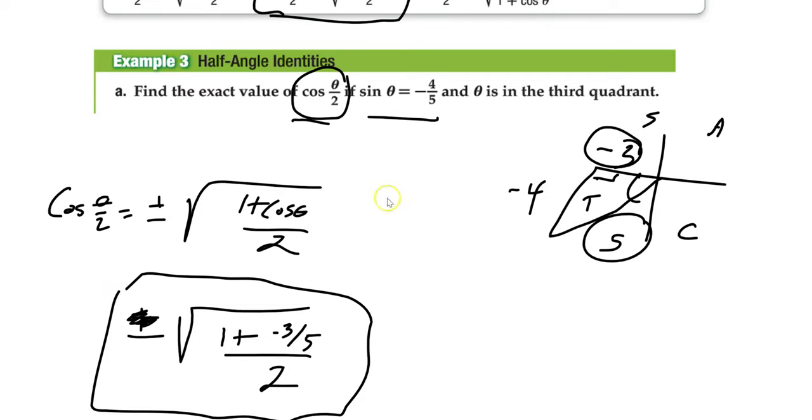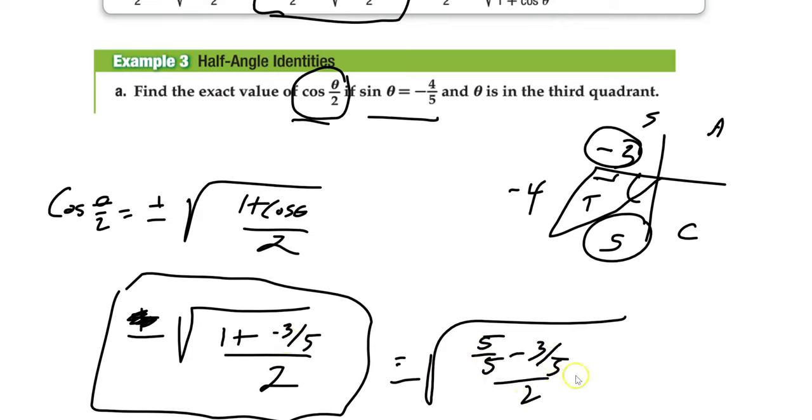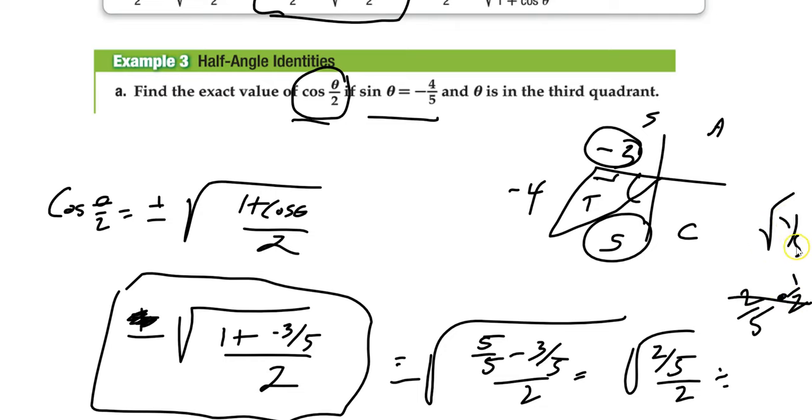If you want, we can simplify it, but that's the answer. Just plug it in and do that. And let's simplify it, because you know what? Whatever. I'm going to simplify it. Common denominator, 5 over 5. So that's going to be 2 over 5 divided by 2. Now remember, when you do that, you're dividing by this. So multiply by the reciprocal. 2/5 times the reciprocal. And I get radical 1/5.